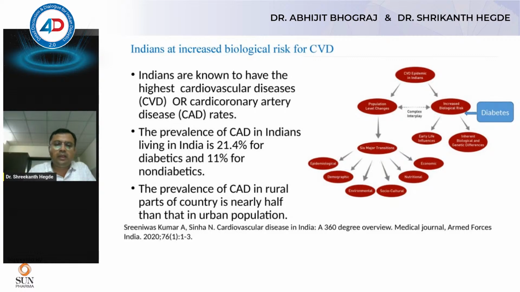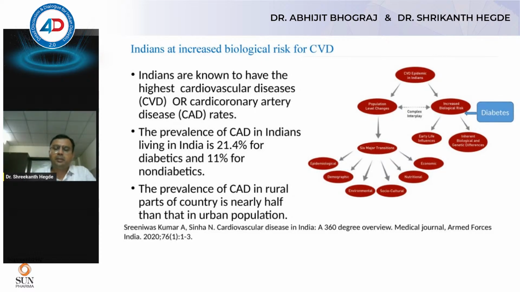It is not only in the Indians living in India. So the number for Indians living in India is about 20.4% for having diabetes and about 11% for those non-diabetics. So the number is literally half compared to the people who are having diabetes. But this is not only true in Indians living in India, but we also see the same trend in those Indians who are living abroad, non-resident Indians, compared to their other ethnic groups.